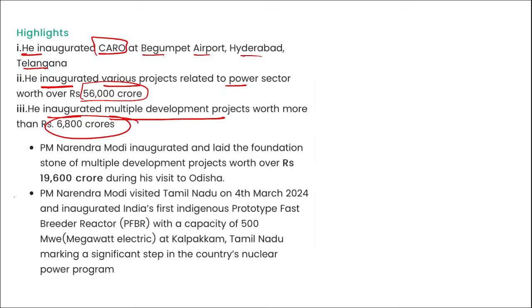Just one more here: PM Modi visited Tamil Nadu and he inaugurated India's first indigenous prototype fast breeder reactor, which we have seen, right? And it is with a capacity of 500 megawatt electric at Kalpakkam, Tamil Nadu.